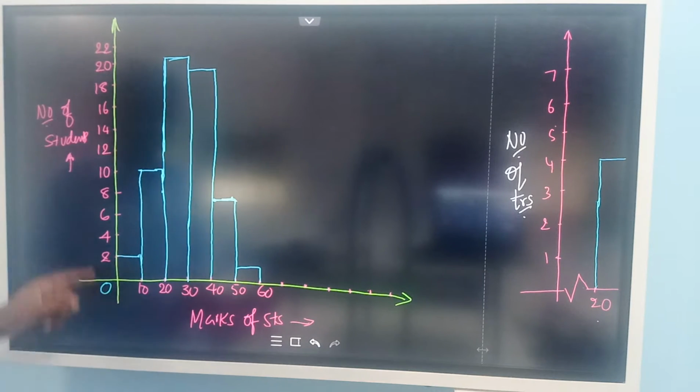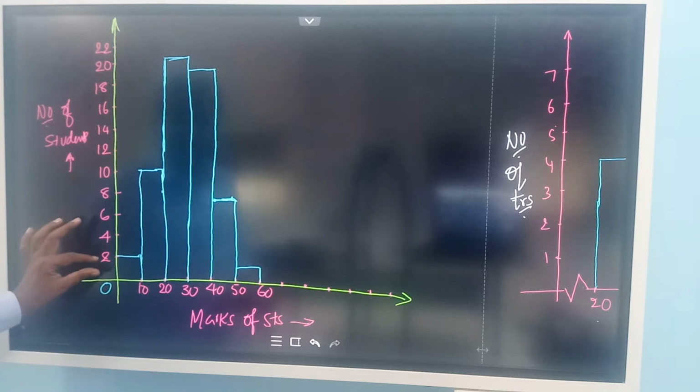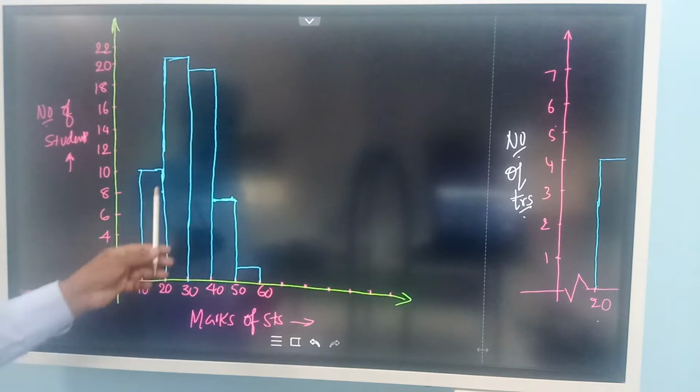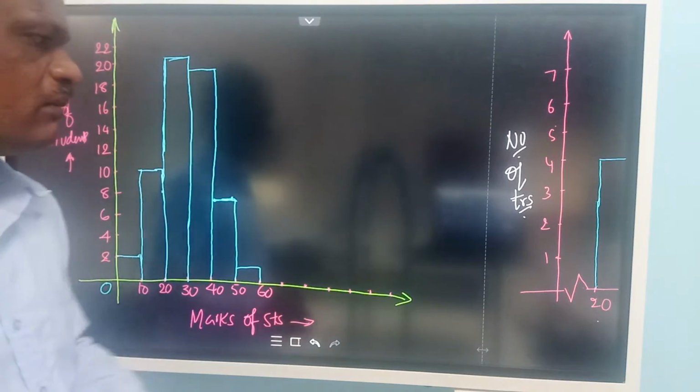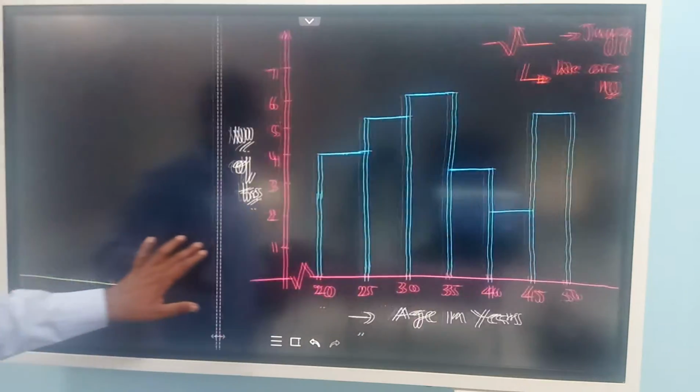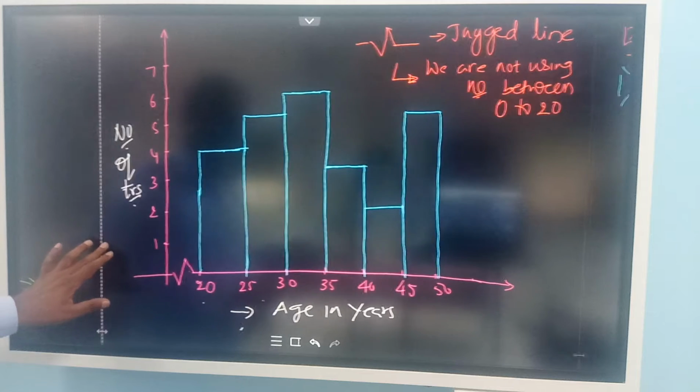This is along the y-axis, where we have taken 1 unit length equal to 2 students. 2, 4, 6, 8, like that we have taken, and we have represented this. This is the diagram showing the histogram. Okay, now look at this diagram. This is also a histogram only.